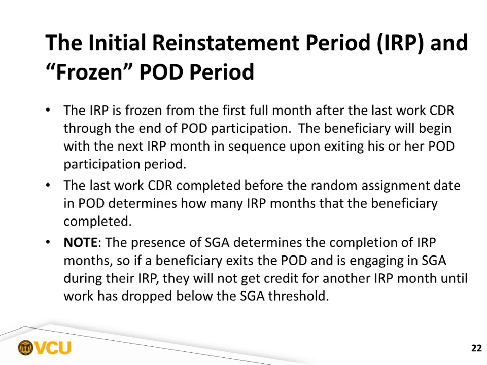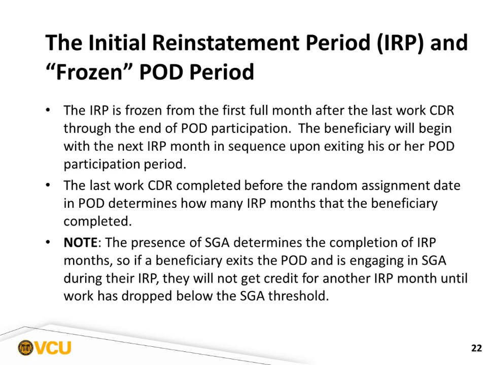Slide 22. On slide 22, we will talk about beneficiaries who are in their initial reinstatement period, or IRP, after POD. Now, this may sound familiar to you at this point, and it should come as no surprise that the IRP is frozen from the date of the last completed work CDR prior to POD all the way until the end of POD, which is that frozen POD period. Those months don't count regardless of the person's earnings.